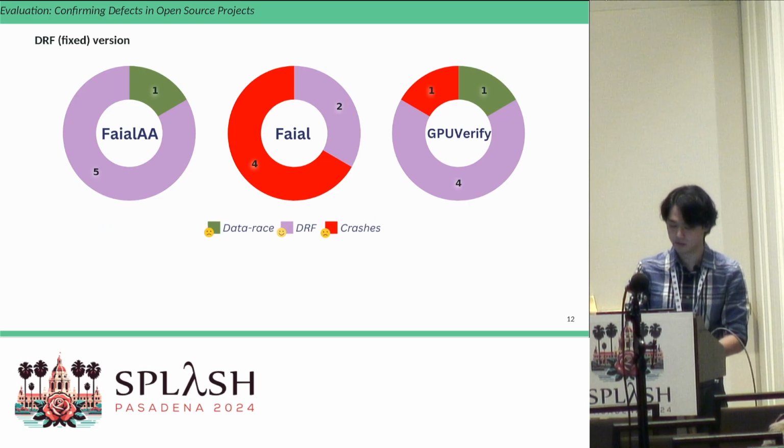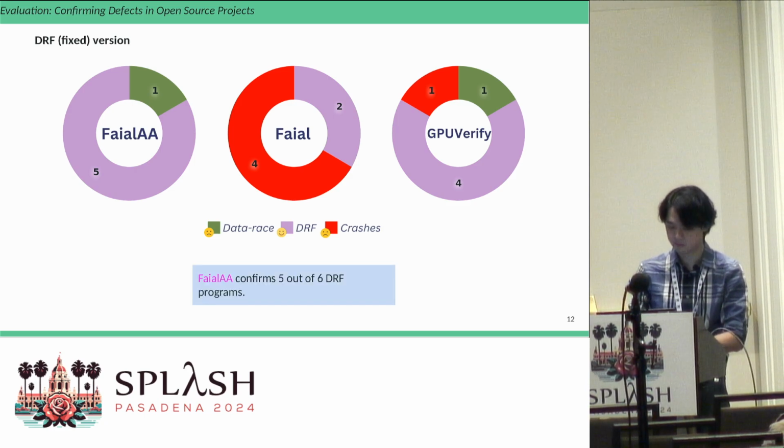So for this fixed data race free version, preferably we want DRF reports and no data races and crashes. So we find that Faial-AA reports the highest number of DRF and does not crash on any of them. So we are able to confirm 5 out of 6 programs.